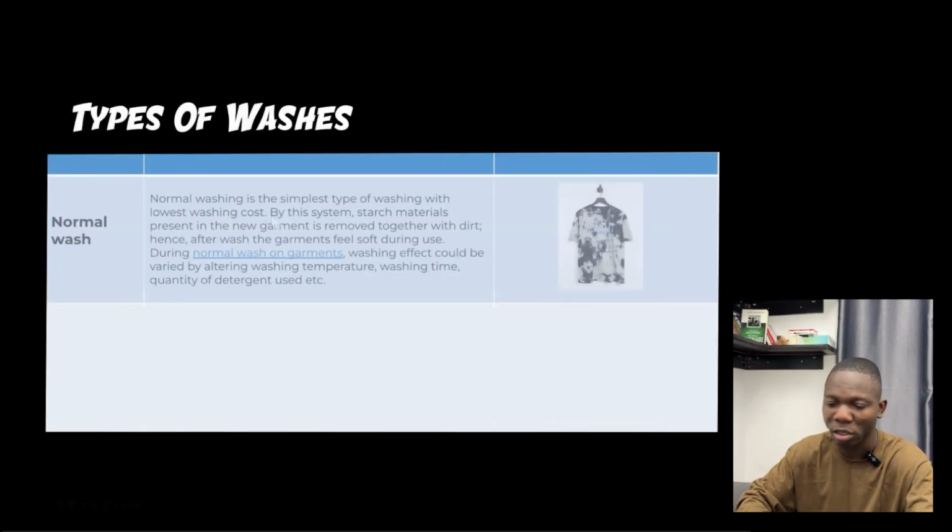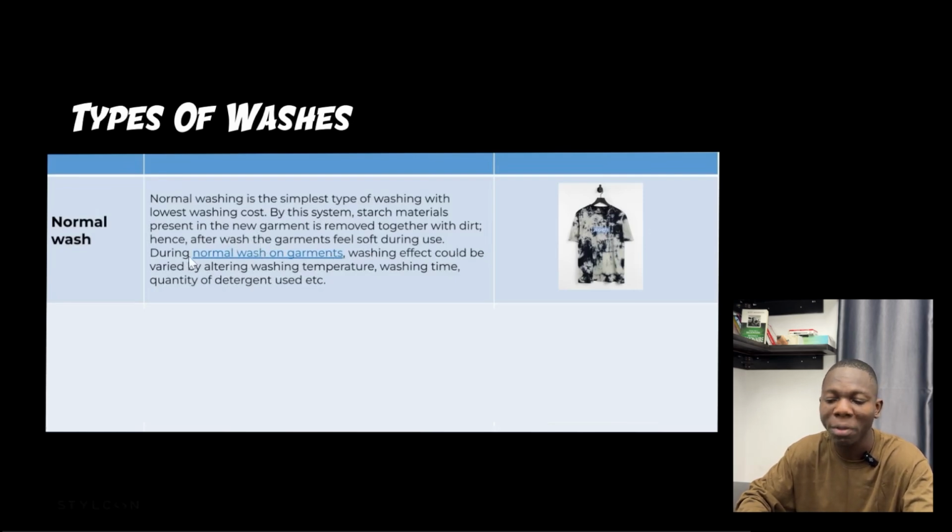Number one, normal washing. Normal washing is the simplest type of wash with the lowest washing cost. By this system, starch materials present in a new garment are removed together with dirt. And after wash, the garment feels soft during use. During normal wash, the washing effect could be varied by altering washing temperature, washing time, and quantity of detergent used.